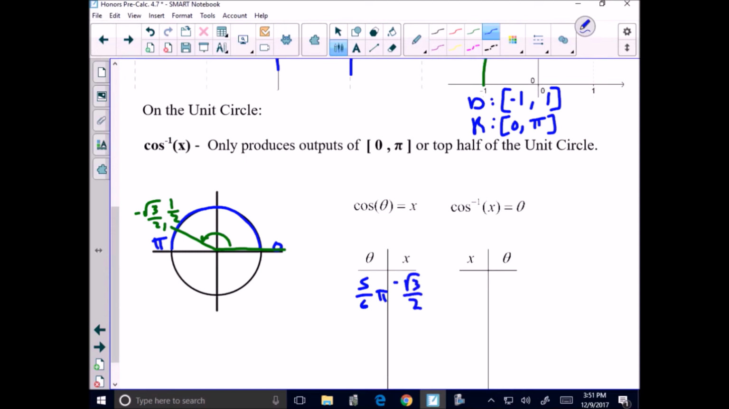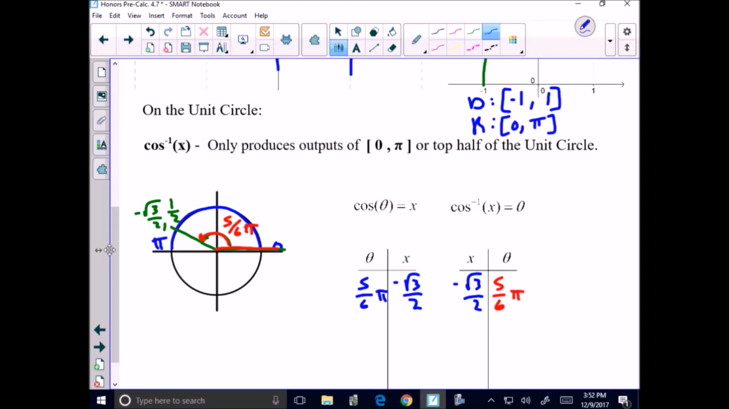Now, when inverse cosine evaluates negative square root of 3 over 2, it's going to say, what's the least amount of positive rotation that I need to generate that horizontal change? And it's actually going to tell us that it is the rotation 5/6 pi. So right here we would say 5/6 pi would be the least amount of positive rotation that would generate that horizontal change.